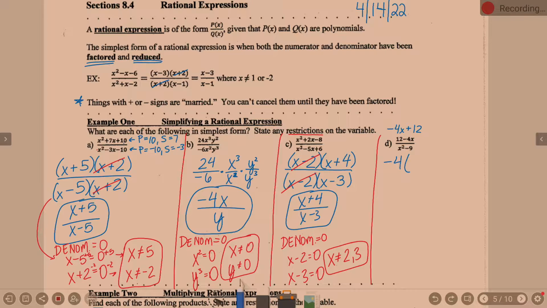So if I factor out negative 4, negative 4x divided by negative 4 is x. What's 12 divided by negative 4? Negative 3. So I have negative 4 times x minus 3. I'm not throwing the word over in yet, because now we have to factor the denominator. Dig deep in those brains.